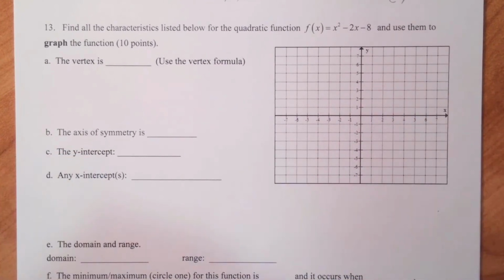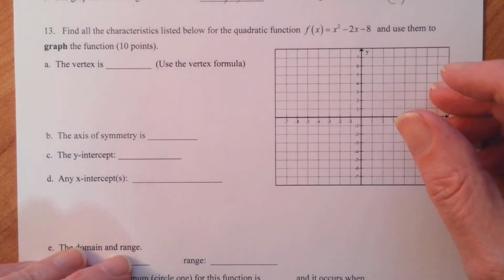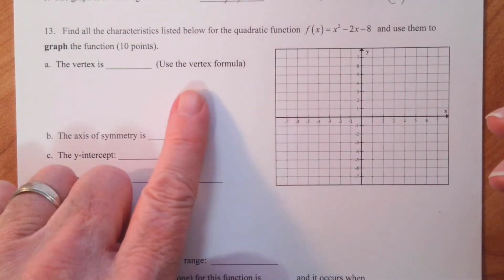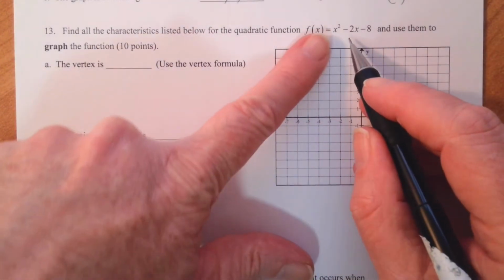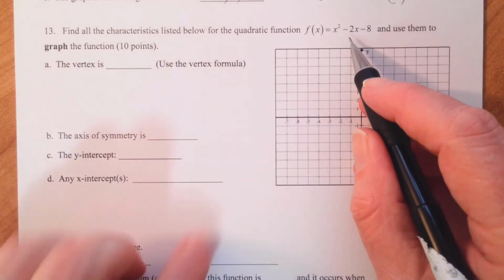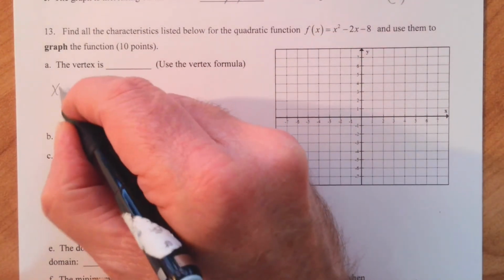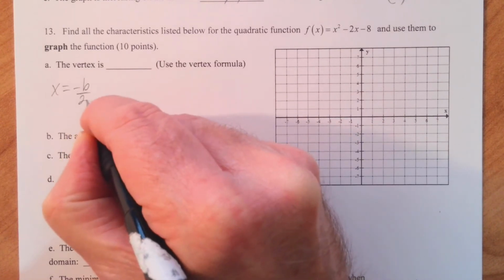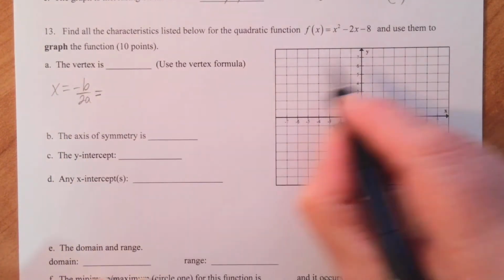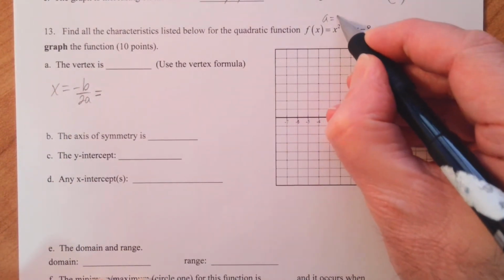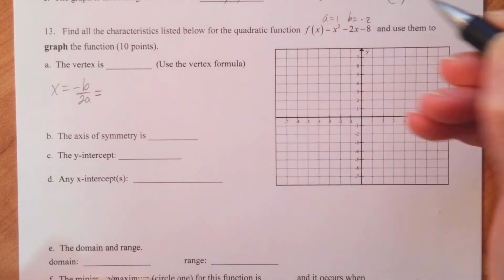The problem says find all the characteristics listed below for the quadratic function f of x equals x squared minus 2x minus 8, and use them to graph the function. Okay, so for our vertex, we know with this type we have to use the vertex formula. That's x equals negative b over 2a. In this case, a is 1 and b is negative 2.